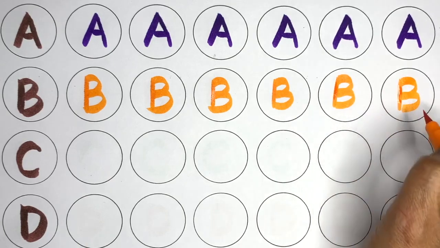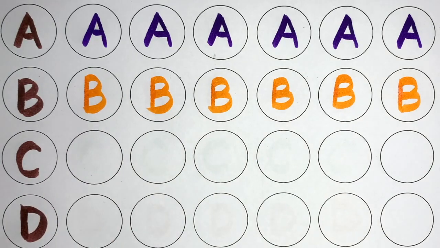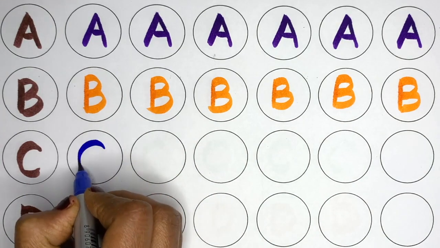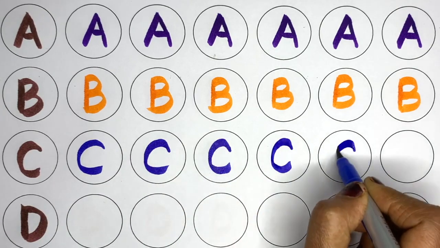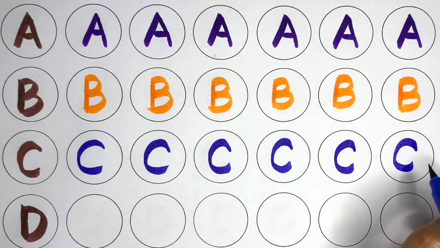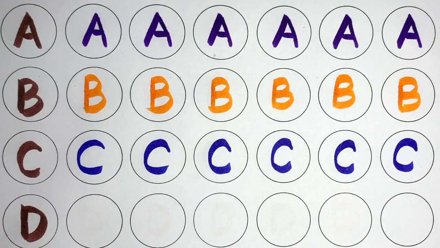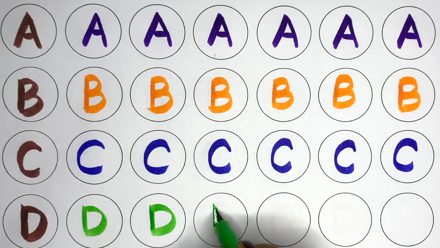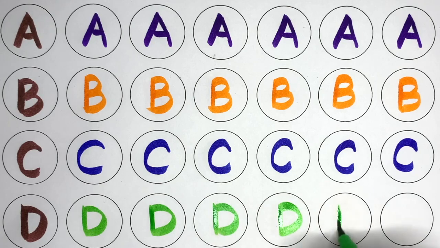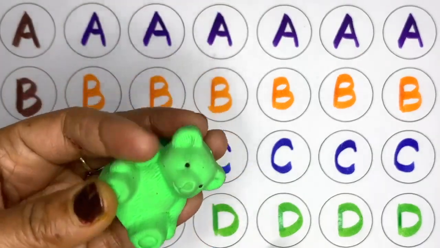B. B for ball. Orange color. C for cat. Blue color. D for dog. Parrot green color.